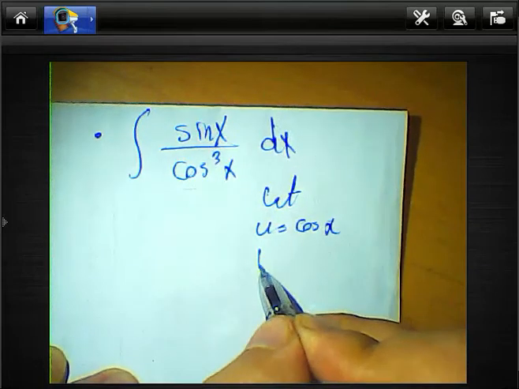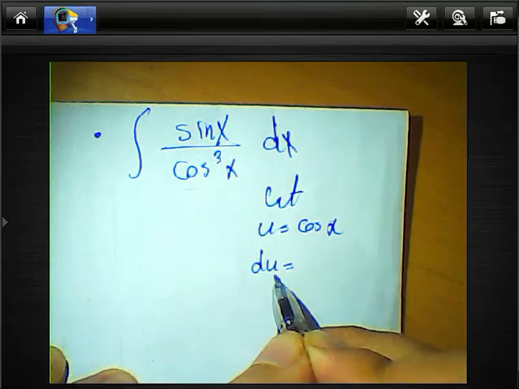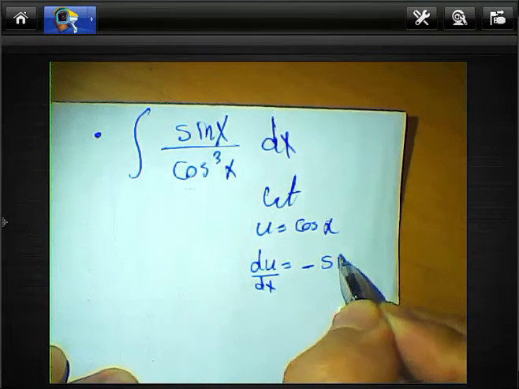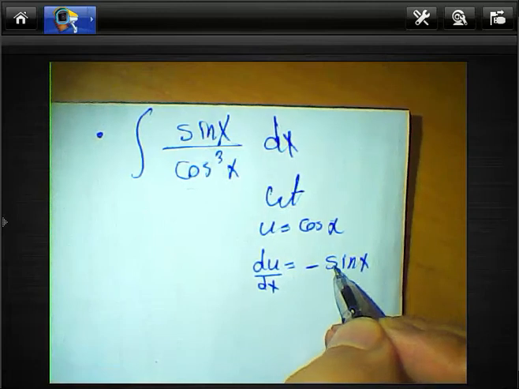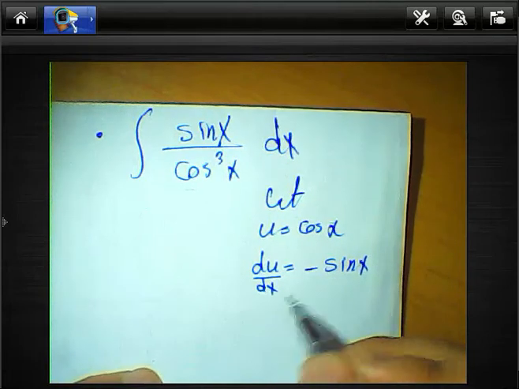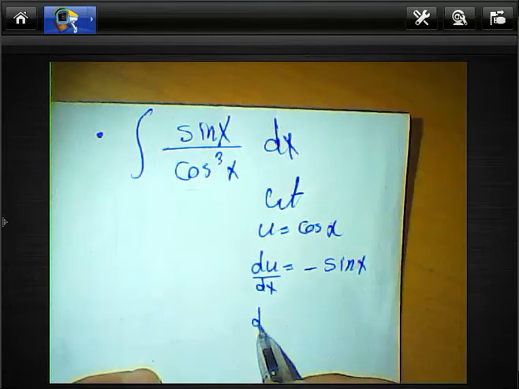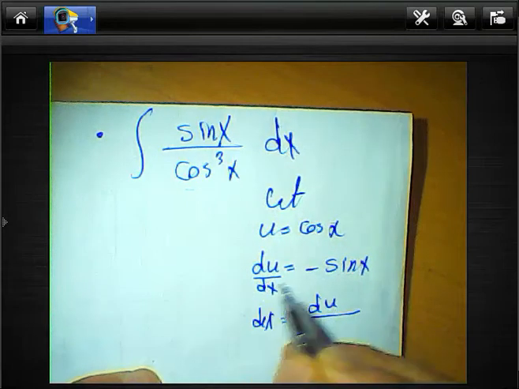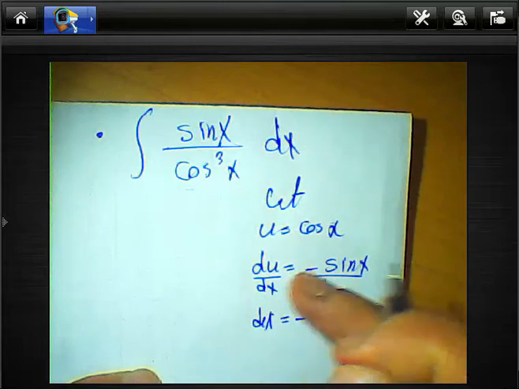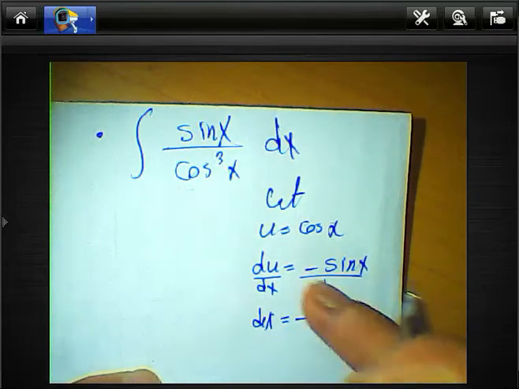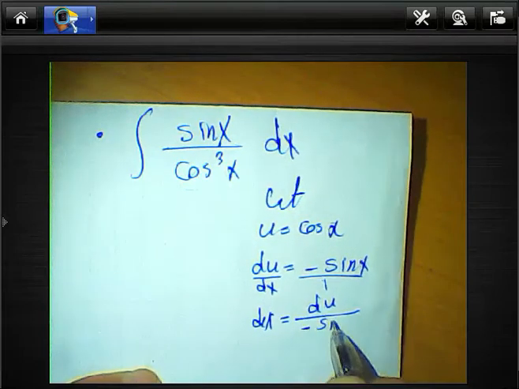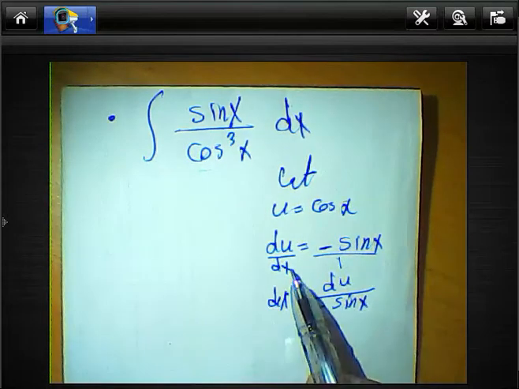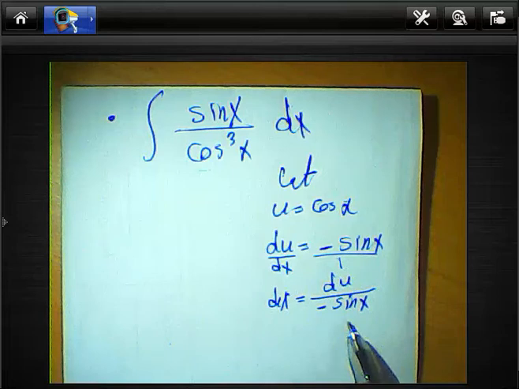So du over dx equals negative sine x. We can find the derivative of the left hand side and right hand side. So we can write sine x dx equal to du. We can repeat these two terms here. dx equals du over negative sine x. It's okay. The product of extremes equals the product of the means. So dx equals du over negative sine x.